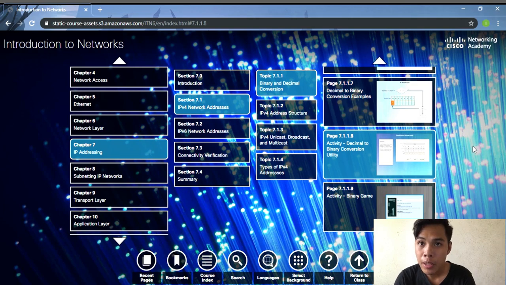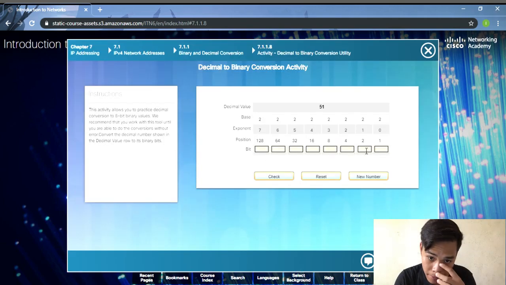So the first activity is in page 7.1.1.8 and it is entitled Decimal to Binary Conversion Utility. So let's open it. The instruction is, this activity allows you to practice decimal conversion to 8-bit binary values. We recommend that you work on this tool until you are able to do conversions without error. Convert the decimal number shown in the decimal value row to its binary bits.